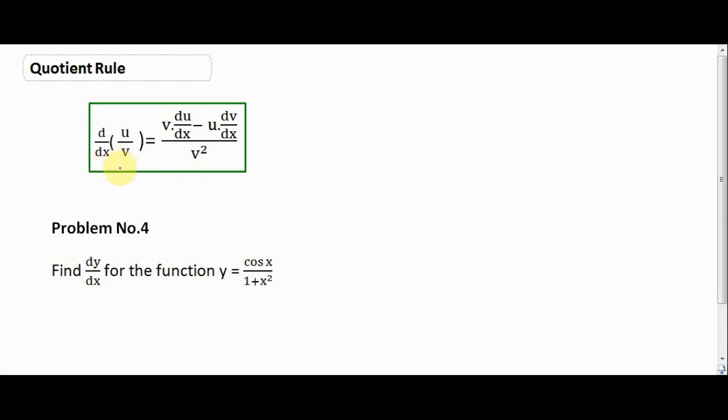So let's see one problem. Problem number 4. Find dy by dx for the function y equal to cos x by 1 plus x square. So we are asked to calculate the derivative of the function y equal to cos x divided by 1 plus x square. So this is in the form u by v. Here u is cos x and v may be considered as 1 plus x square. So let's make use of the quotient rule.